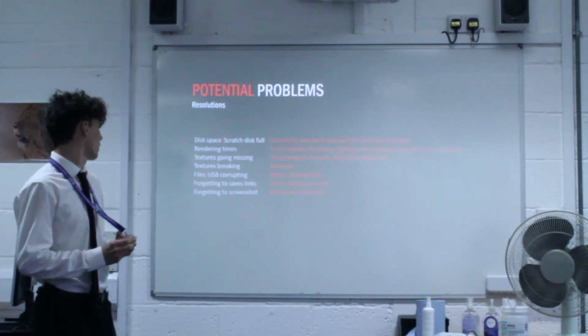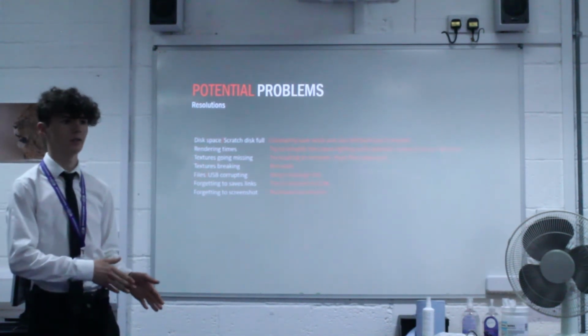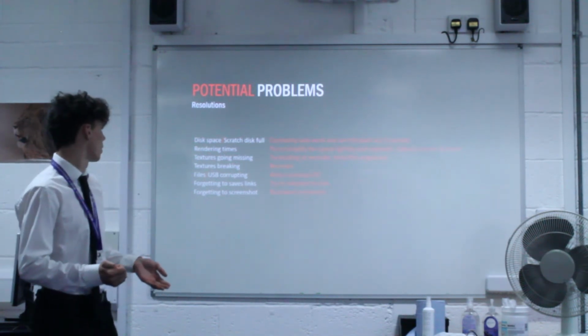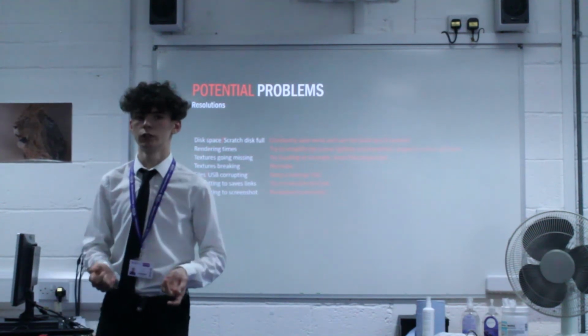If my files become corrupted, I'll just keep a backup USB, which I already do have, that has all my work previously. And whenever I finish work, I'll just clone the USB. I'll try and relocate links, and then redo screenshots if I lose my screenshots.